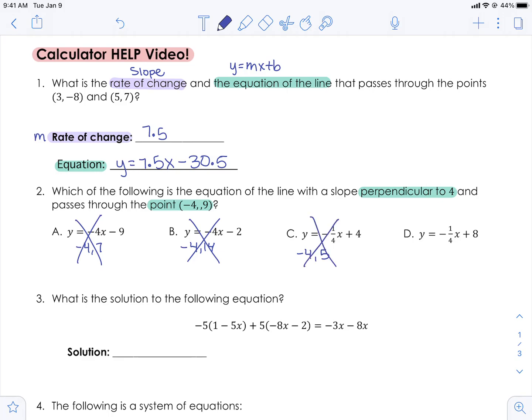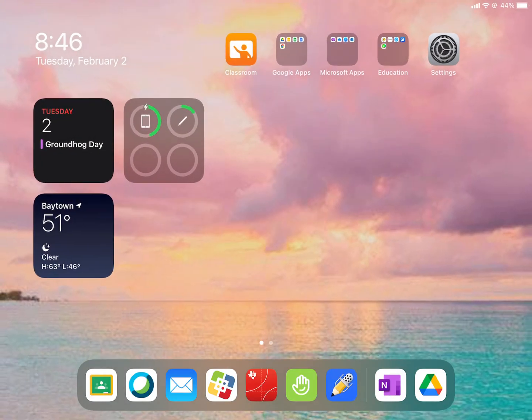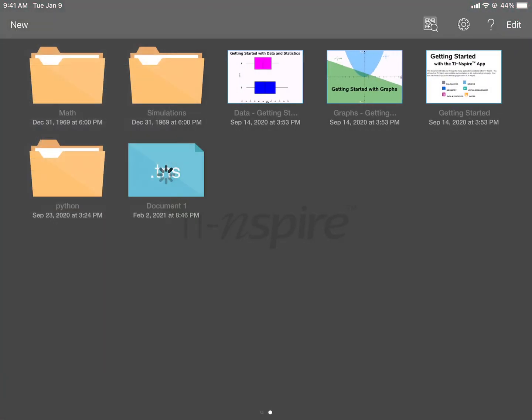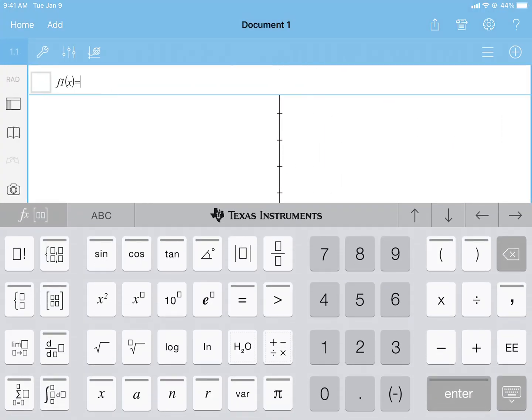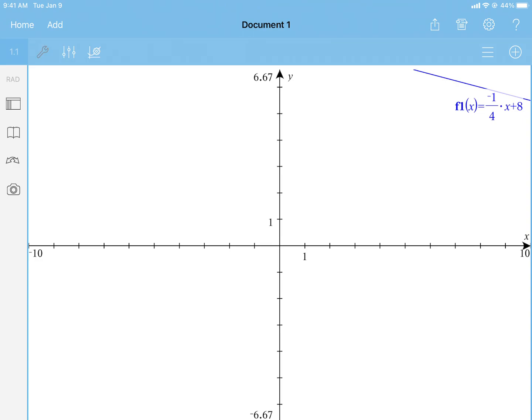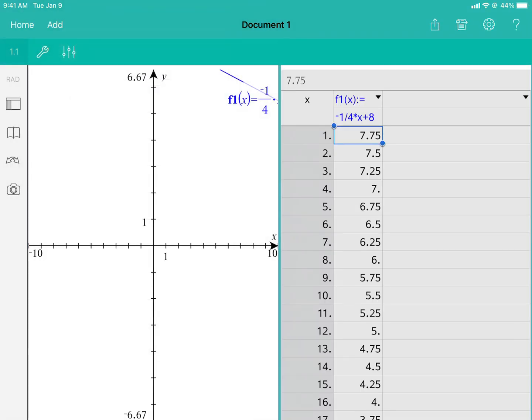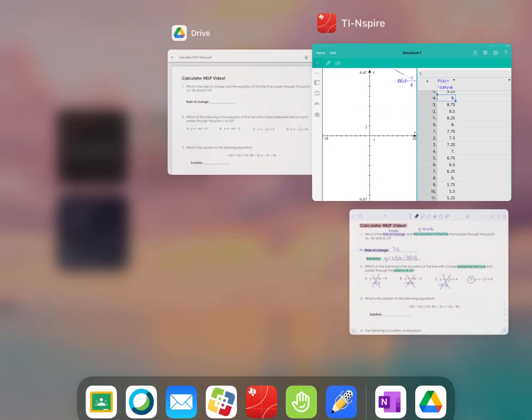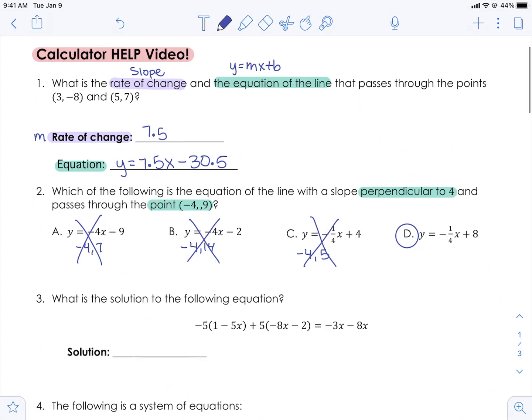So our only option left is D, but I still want to go ahead and check it. So back to the calculator one last time. Home, discard my changes, new graph, and I'm going to type in answer choice D. So a -1/4 x plus 8. Hit enter. Menu, table, split screen table, (-4, 9). That's it. So it works. So that's how you can check it if you forget what perpendicular means. Okay, but remember, perpendicular is just opposite and flipped.